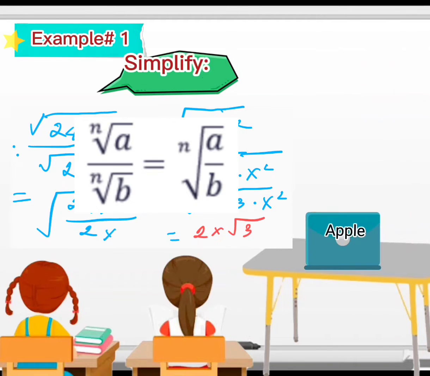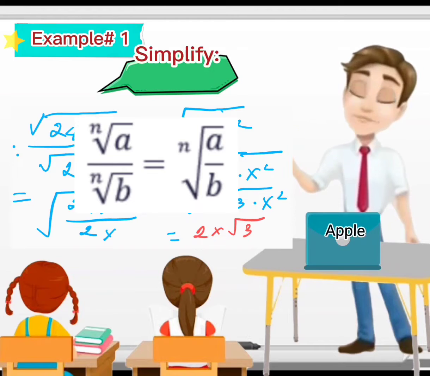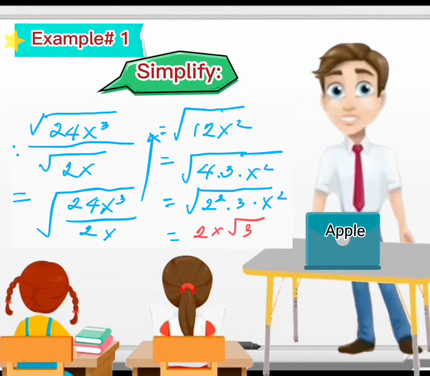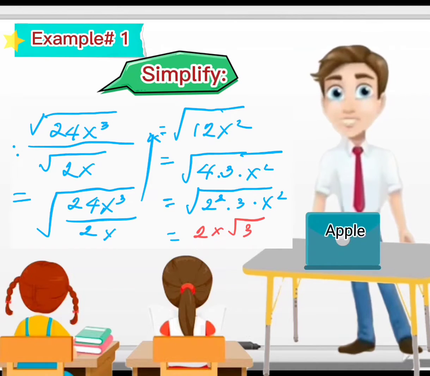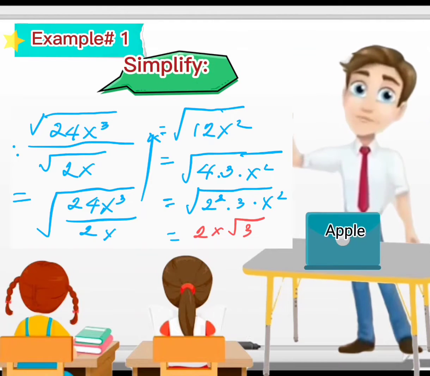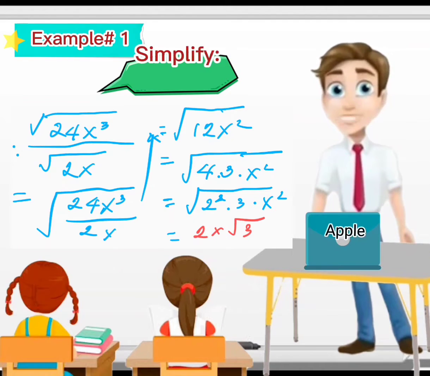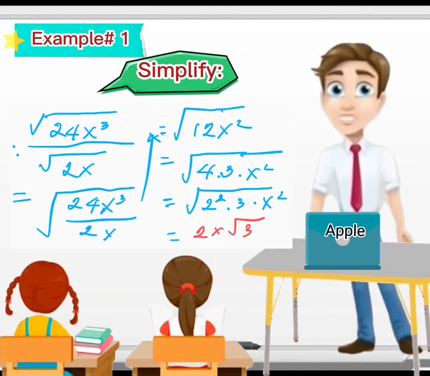And what is the quotient rule? Kapag parehas yung mga indexes natin, so we can write them as one radical. So that is the square root of 24x cubed divided by 2x. Then this time we can immediately divide our radicand because 24 is divisible by 2 and x cubed is also divisible by x. So therefore the answer is the square root of 12x squared.